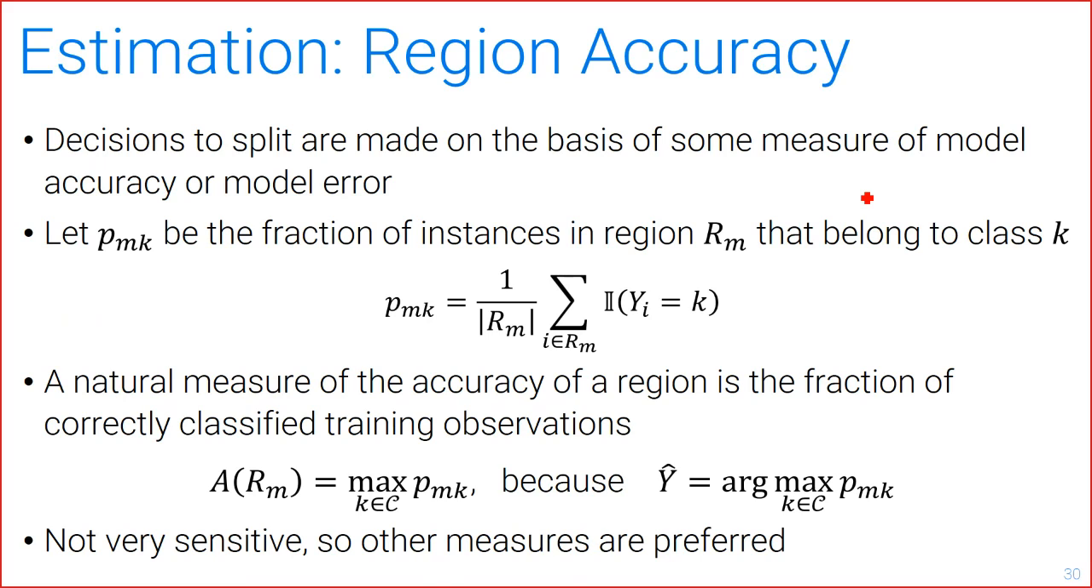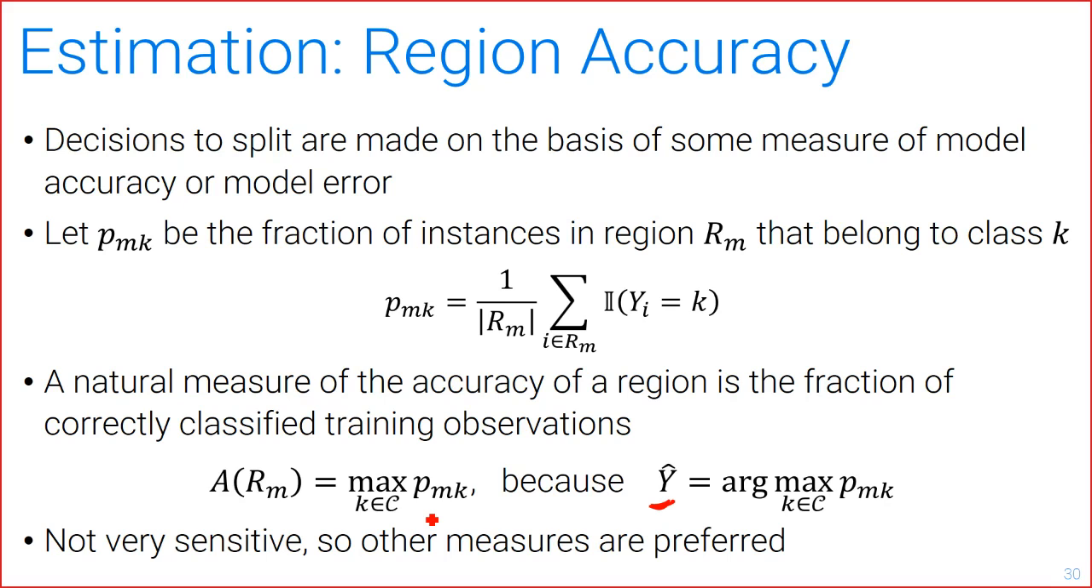And so the decisions to split are made on the basis of some kind of measurement of the model accuracy or the model error. So let's define P sub mk to be the fraction of instances in one region, region M, that belong to class K. So what is the fraction of instances in region M that belong to class K? A natural measure of the accuracy of the region is going to be the fraction of the instances in the training set that are correctly classified. So we know that the prediction of the region is going to be the class with the higher P. And so the accuracy is the maximum P. How many instances do we have of the majority class? This is a natural way of deciding whether a region is good or not. So are the predictions going to be good or not given the training set?